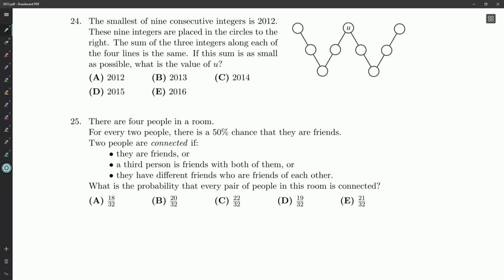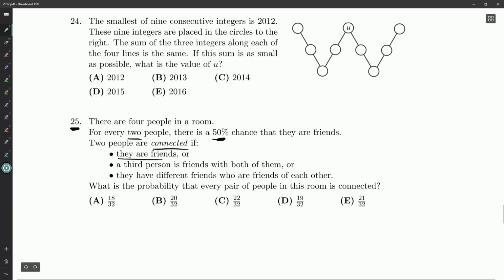Root Beer here, and we're going to finish off our 2012 Pascal Math Contest in this video by looking at question 25. There are four people in a room. For every two people, there is a 50% chance they are friends. Two people are connected if they are friends, or a third person is friends with both of them, or they have different friends who are friends with each other.